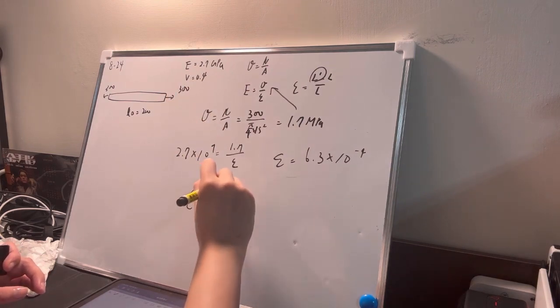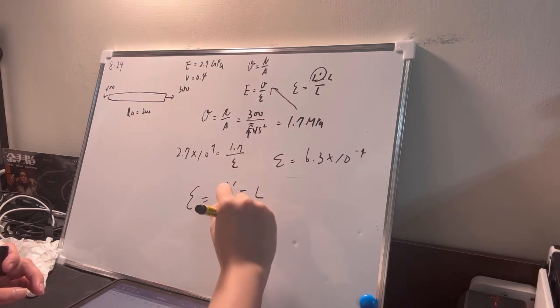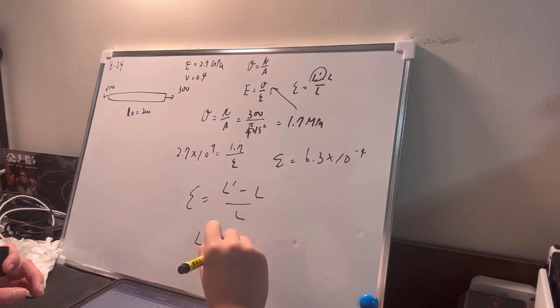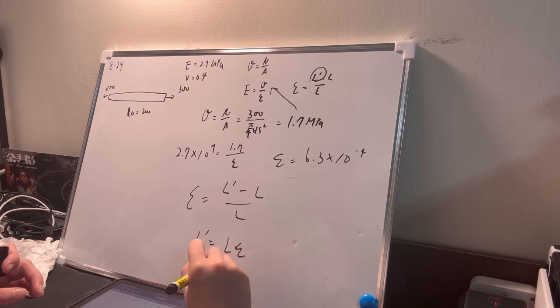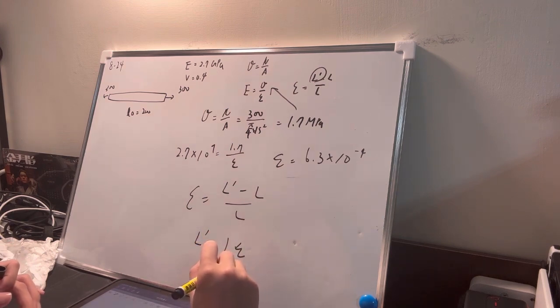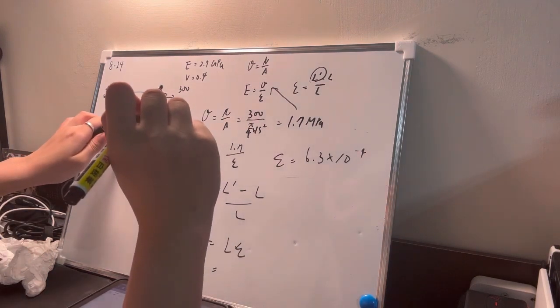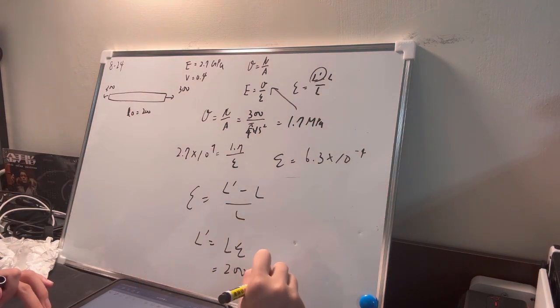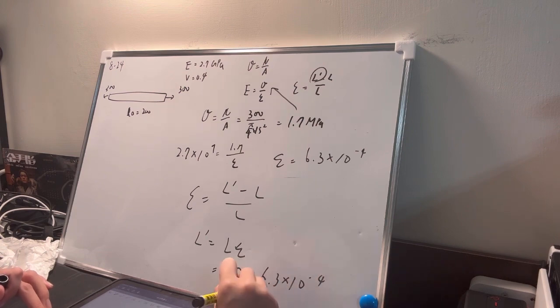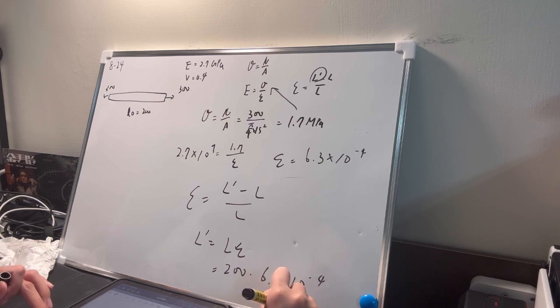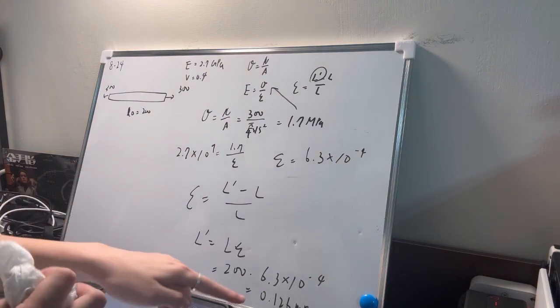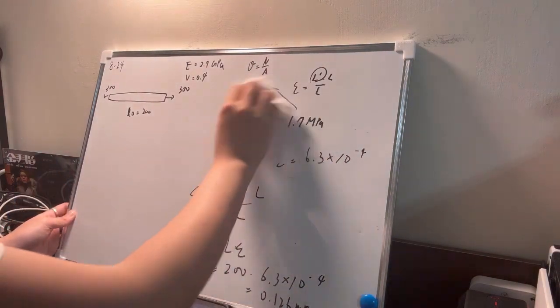So this, we also use this. So for L, the original length is 200, so it will be 200 times this. And the answer is 0.126 mm here. So it's the change in length. This is one of the answers here.